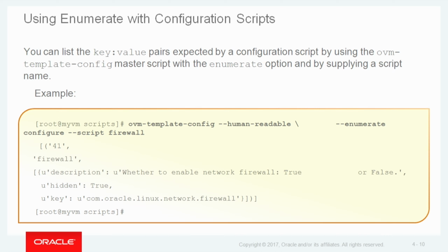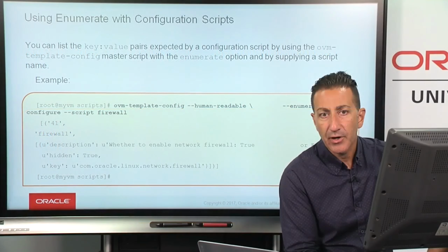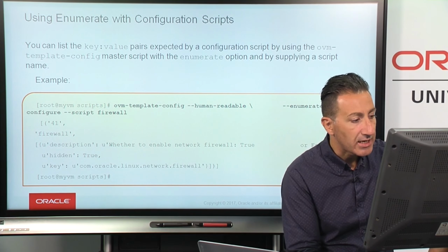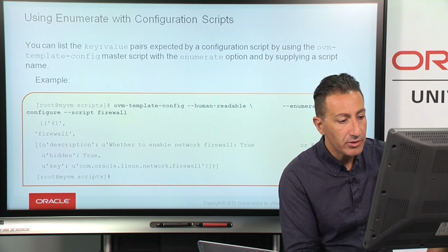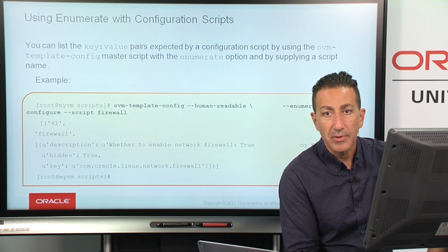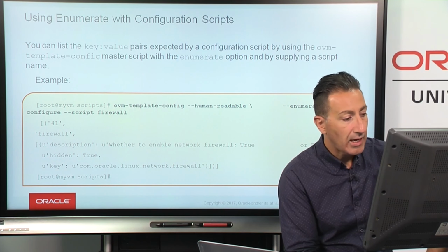Human readable is to display in a format that you should be able to read clearly. And with that enumerate, we list the different option values, for example, for the configure step for the firewall script. So you see that in this case, it shows the firewall with a description, and also the values that it can take, true or false. And in the hidden, at this moment, it shows that it has a value of true.